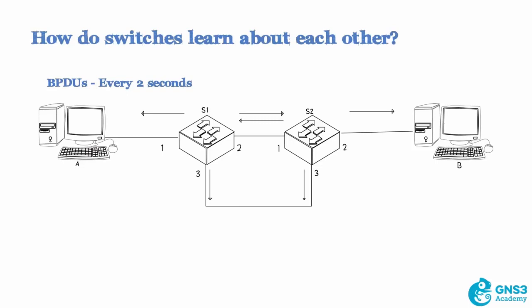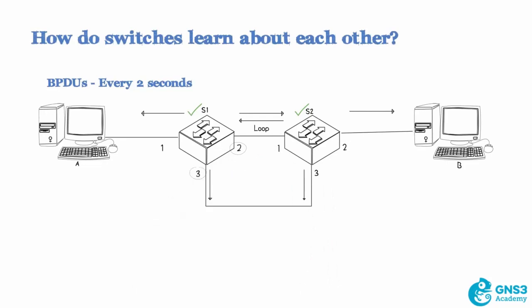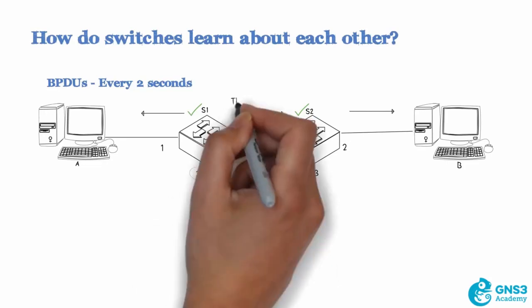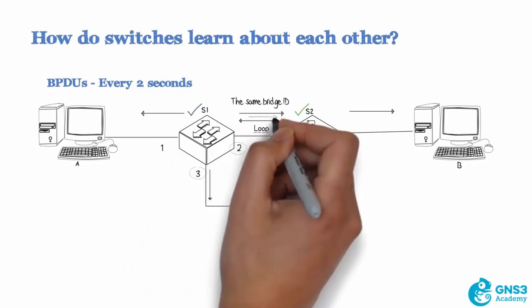As an example, in this topology, switch 1 will know that there's a loop because it's receiving a BPDU from switch 2 on port 2 as well as port 3. So BPDUs from a switch with the same bridge ID are received on multiple ports, and thus switch 1 knows that there's a loop between itself and switch 2.